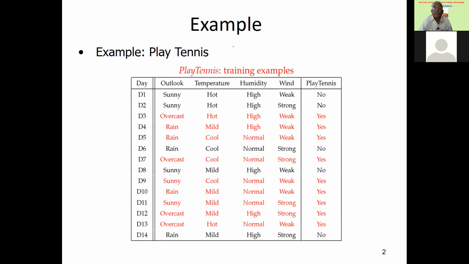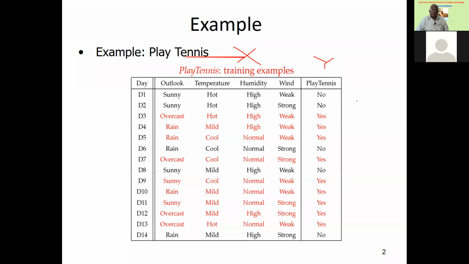So, in other words, this is called X and this is called Y. Now this Y is no or zero. No means zero, yes means one. Or you can say no means minus one, yes means one. So these are the class labels.